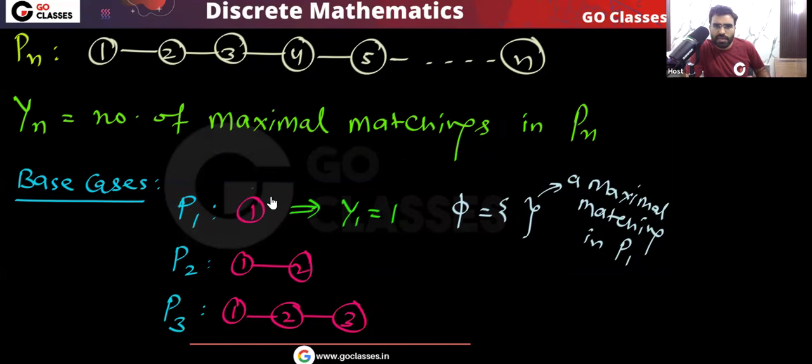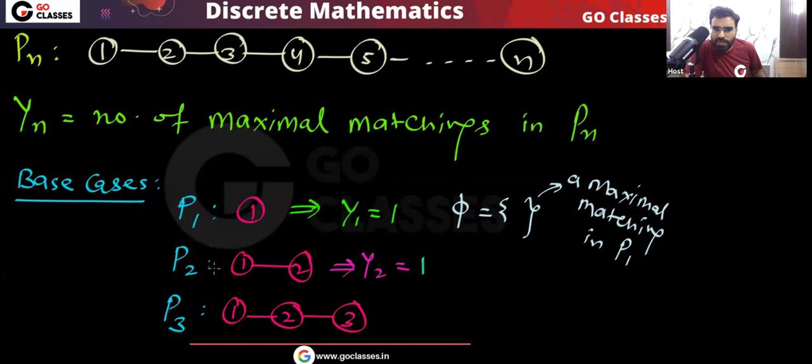So you can see in this path graph on one vertex there is only one maximal matching, that is the empty set. What about this path graph on two vertices? What will be y2? Y2 means the number of maximal matchings in P2. Here the empty set will not be a maximal matching, because I can add this edge and I can get a bigger matching. Yes or no? So I can say that there is only one maximal matching here.